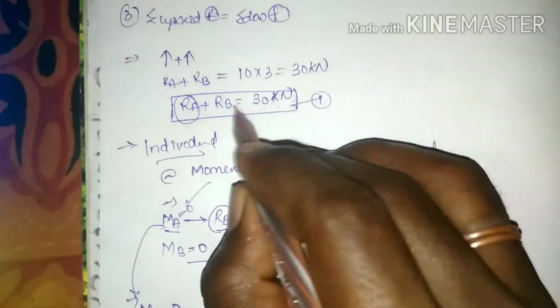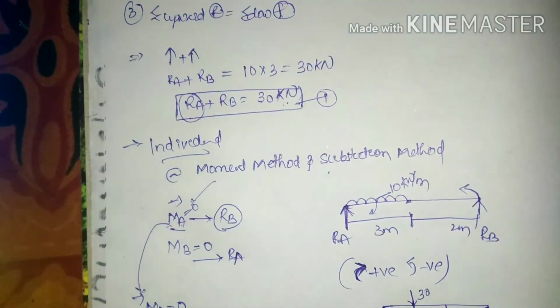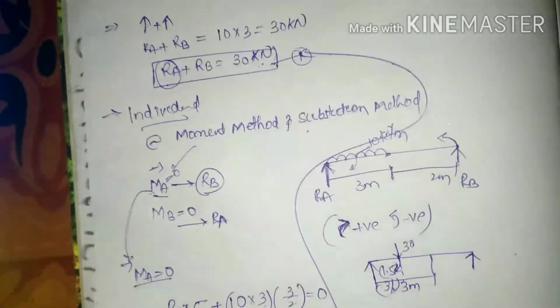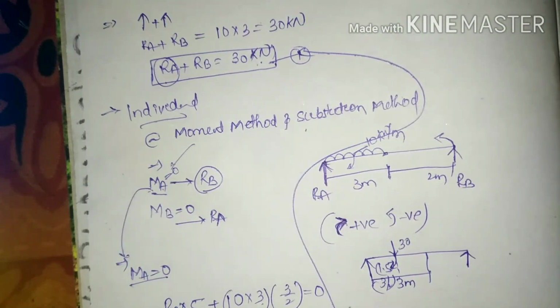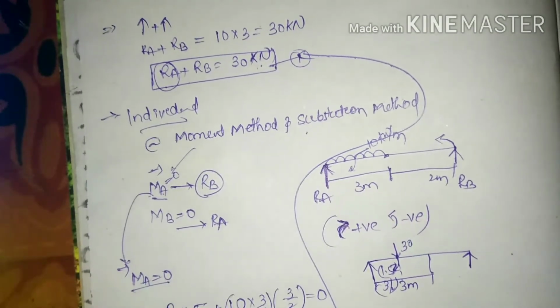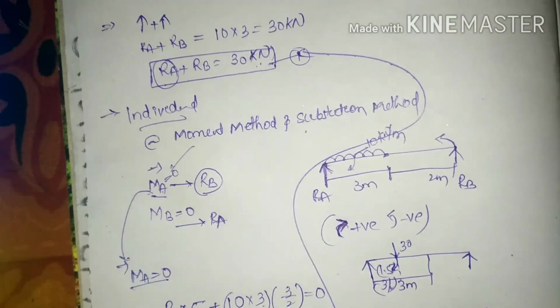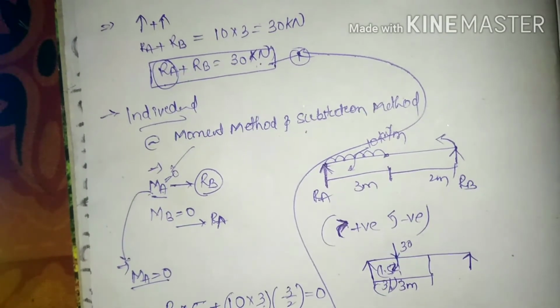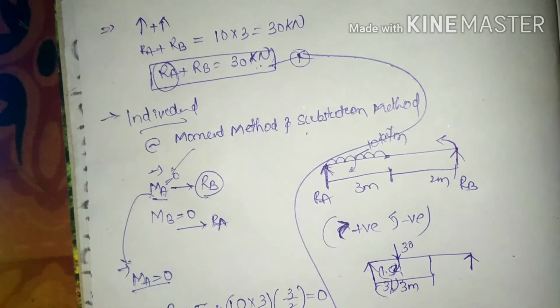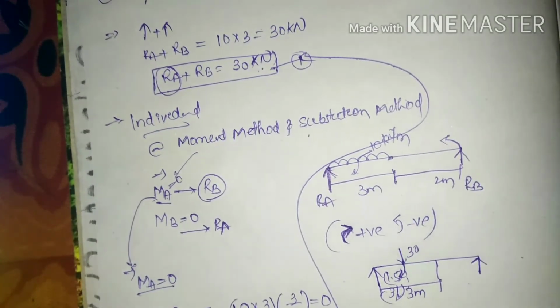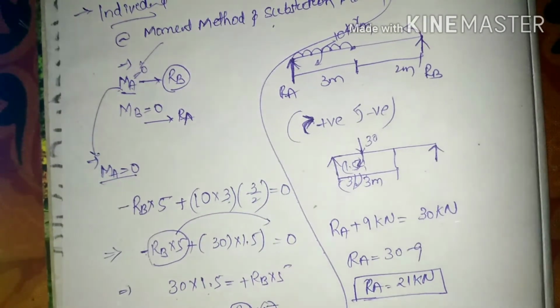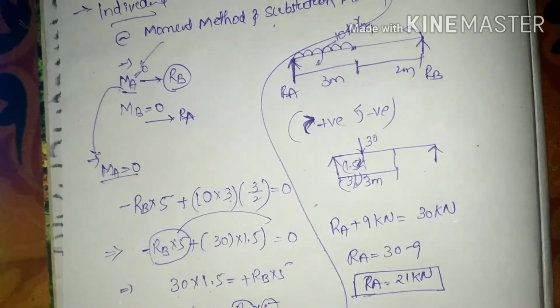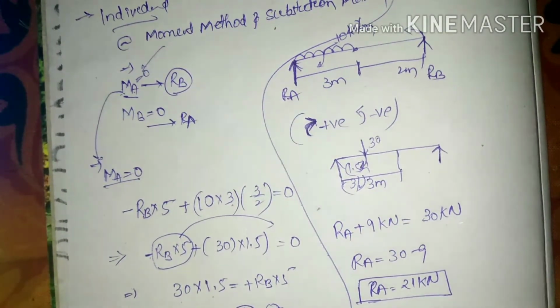Here we are having an equation that RA plus RB is equal to 30 kilonewtons. Since I am going to substitute into equation 1, I am going to get the RA value. RA plus RB, with RB as 9 kilonewtons, is equal to 30 kilonewtons. Then RA is equal to 30 minus 9. RA is equal to 21 kilonewtons. Next, we are completed with the individual reactions, RA and RB. By these RA and RB, we are going to find out the shear force calculation and bending moment calculations.